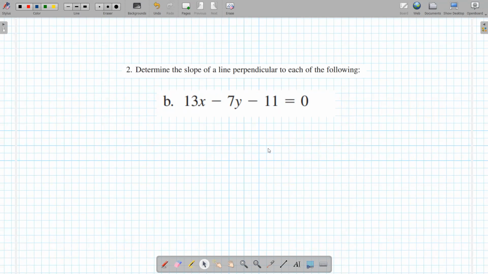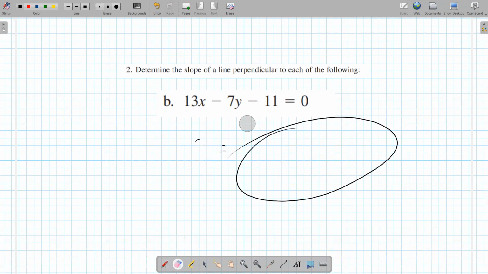So notice first that it's not in the right form. It needs to be in the form of y equals mx plus b, yeah? So we need to solve this equation for y. I only want y on one side and everything else on the other side. How do you solve this equation for y?